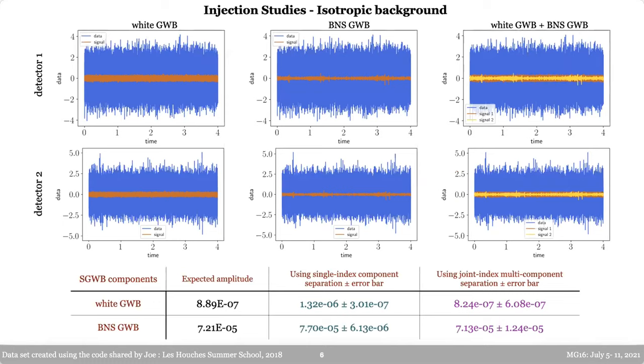So let us consider what happens when we do it for an isotropic background. Here you can see that in detector one, we consider a white gravitational background, another one is the BNS background, and a combination of that. And the same thing in detector two.